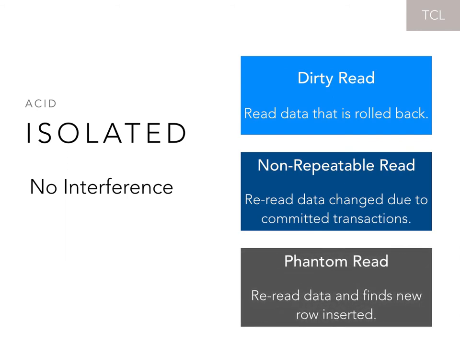The last one is called a phantom read. This means that the transaction rereads data and finds new rows that were committed by another transaction. So there are just these new rows that appear seemingly out of nowhere.